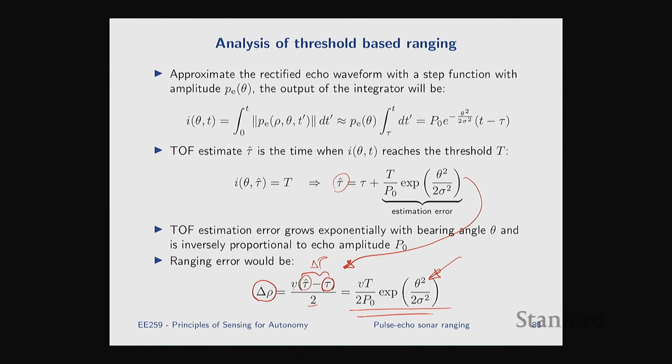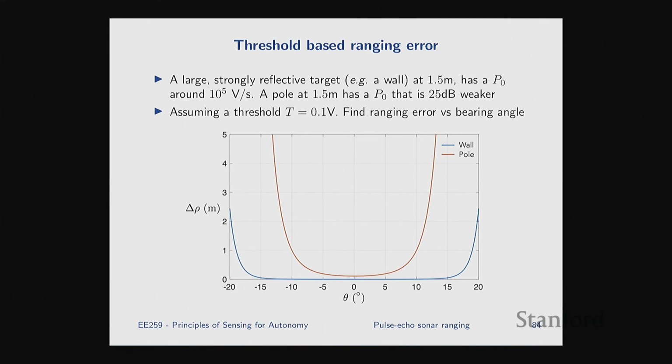So if we plot this, we'll see it can be a big issue in certain cases. What we're plotting here is the ranging error, the error in the range estimate, as a function of the bearing angle of a target. We're looking at 2 different targets. One is a target of very high acoustic reflectivity, like a wall.